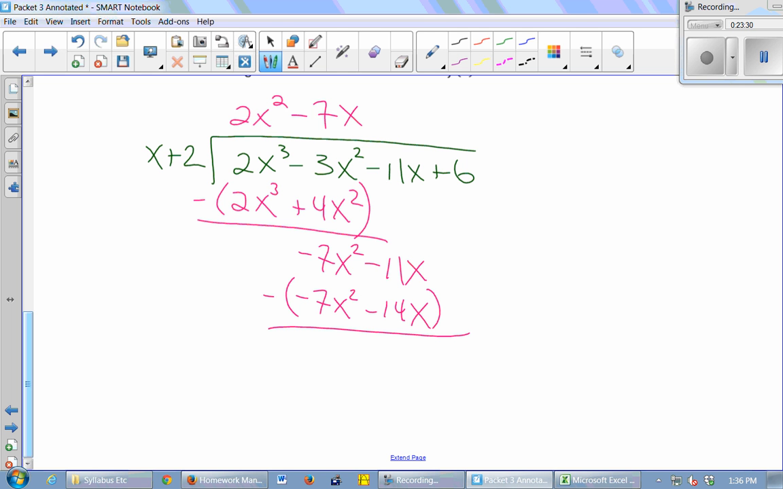And then you have to be a little careful with the signs here. Negative 11x minus negative 14x. It's actually negative 11x plus, because we have minus a negative. It's actually plus. So that becomes 3x, and we bring down the plus 6. And then what do you multiply x by to make 3x? 3. 3 times x is 3x. 3 times 2 is 6. Subtract, and the remainder is 0.